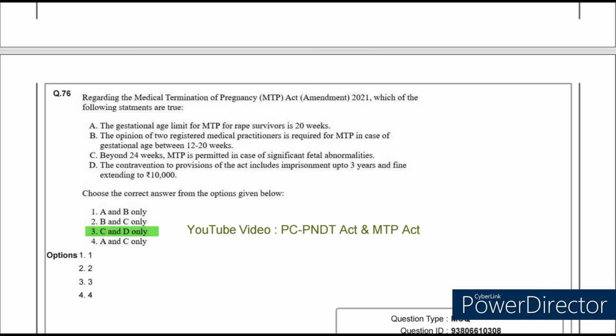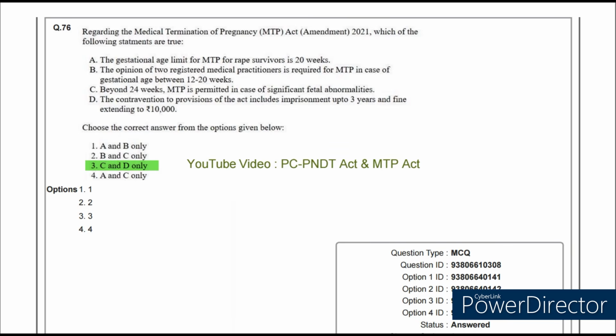And now coming to question number 76, that is on MTP Act. In this case, option A is wrong because it's not 20 weeks, it is 24 weeks for rape survivors. And now coming to option B, which is also wrong because we just need advice of one doctor if the gestational age is between 12 to 20 weeks according to MTP Act 2021. Please watch my video on MTP Act as I clearly mention the differences between MTP 1971 and 2021. So in this case, the correct option should be C and D, that is option 3.